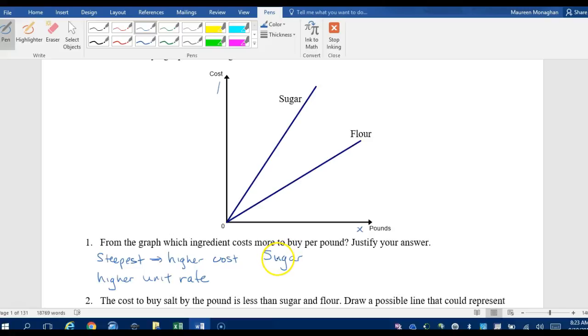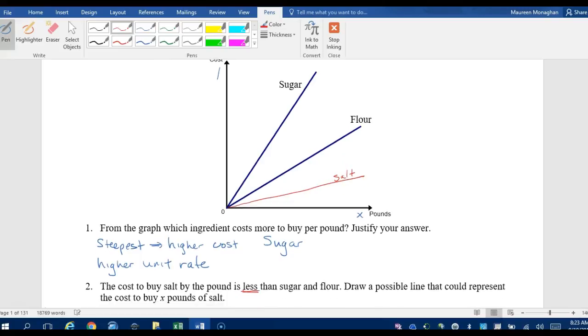The next question is, the cost to buy salt by the pound is less than sugar and flour. Draw a possible line that could represent the cost to buy X pounds of salt. We're going to use red. Where do you think we should draw it? Above, in the middle, or below? Well, we want less than sugar and flour, so it would definitely have to be anywhere in here. This would have to be our salt, because it has to be less than flour and sugar.